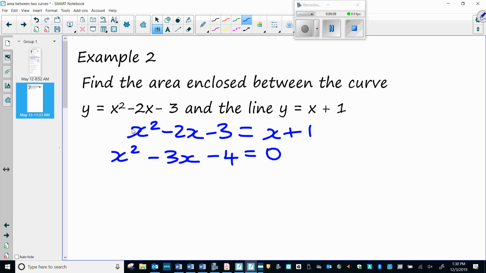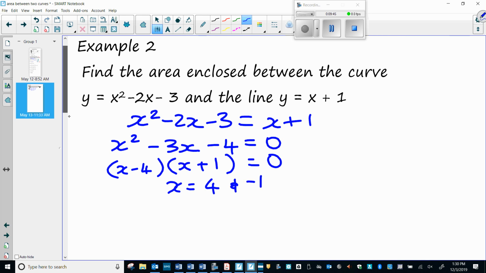We could use the quadratic equation. Should we try and do factorizing? It's way quicker. Which numbers multiply to give -4 and add to give -3? Multiply to give -4, so 4 and 1. That means that our two values, our limits, are plus 4 and minus 1.